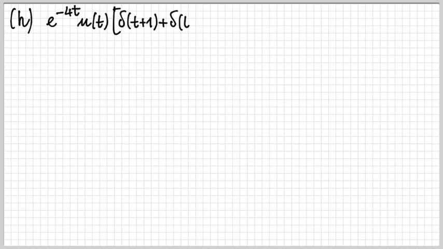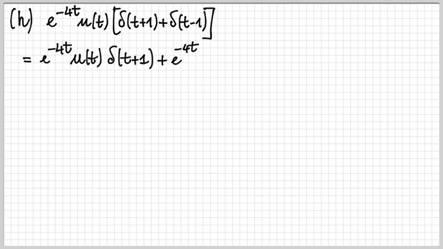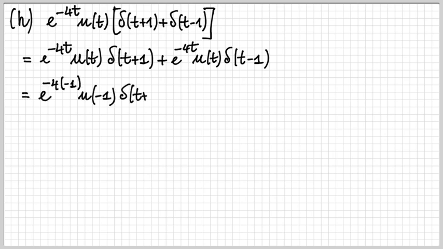Part H asks us to calculate the product between an exponential, a step function, and some deltas. Again, I use the distributive property, so I obtain two different products. And because there's a product with a delta, once again, we use the sampling property of the impulse. So we evaluate the first expression at t equal -1 because it's multiplied by a delta of t plus 1, and the second one at t equal +1.